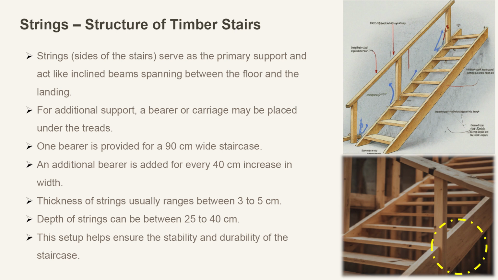For additional support, a bearer or carriage may be placed under the treads. In timber stairs, typically one bearer is provided for a 90 cm wide staircase and an additional bearer is added at every 40 cm increase in width. The thickness of these strings usually ranges between 3 to 5 cm and their depth can be between 25 to 40 cm. This setup helps in ensuring the stability and durability of the staircase.